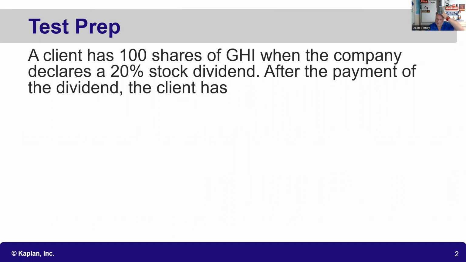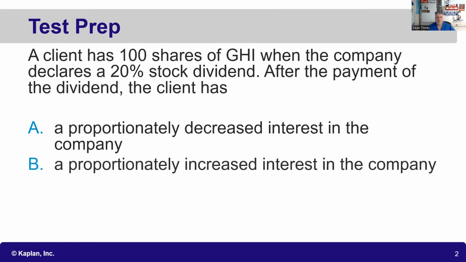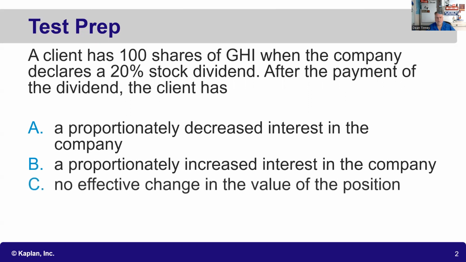A client has 100 shares of GHA stock when the company declares a 20% stock dividend. Boy, you got to read carefully. A stock dividend, you're not getting anything of real value like a cash dividend. As a test taker, you should certainly know that stock dividends are not taxable and cash dividends certainly are. After the payment of the dividend, the client has a proportionally decreased interest in the company? Now, you have 20% more shares, but so does everybody else. There's been no change in proportionate ownership. A proportionally increased interest in the company? No. No effective change. There we go.